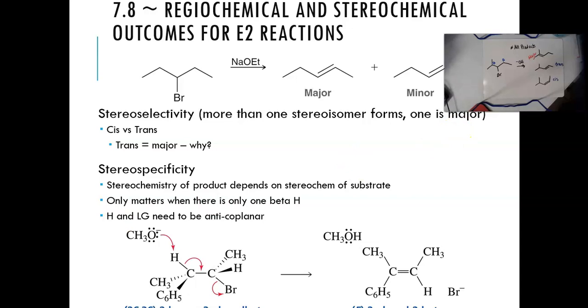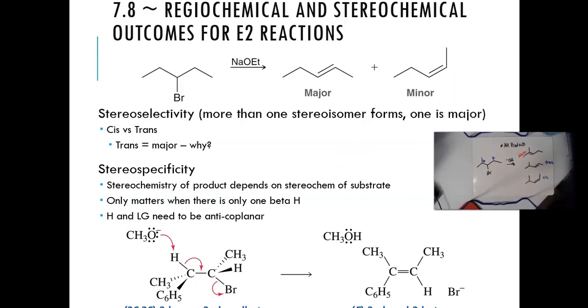So we're going to move into the stereochemical side of our reaction. If we have more than one beta hydrogen to choose from, then our reaction will be stereoselective. And stereoselective means that more than one stereoisomer can form, and one of them will be the major. So in the example up here, our bromine is going to leave, our beta hydrogen is going, and as a result, we can either form the trans product or the cis product.